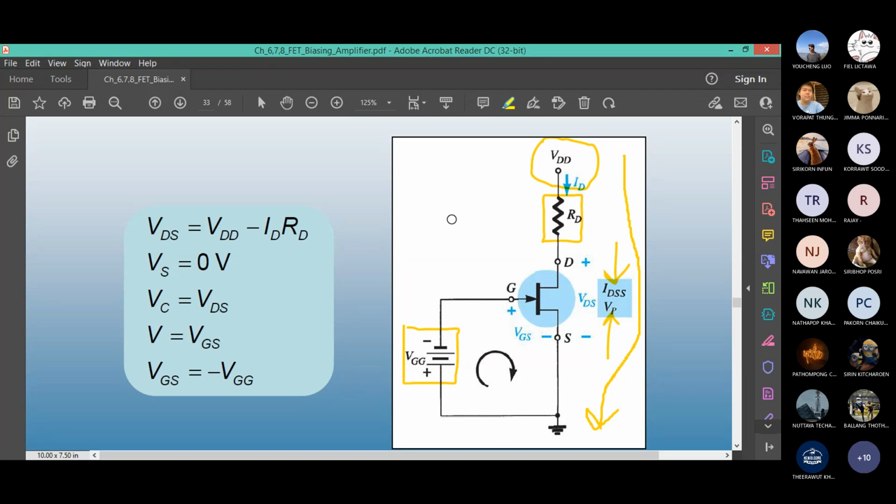There are also two mistakes, I think, in this slide. If you can tell me before I ask, that is very good. What is VS? The source terminal voltage, what is it? The source terminal is directly on the ground, so VS is 0 volt. VC is VDS? No, it is not VC. Actually, here is the first mistake. It is not VC. It should be VD. Because VDS means VD minus VS, and VS is already 0, so VD is the same as VDS. In between, there is nothing. What is another mistake?